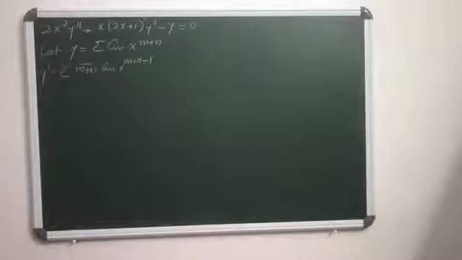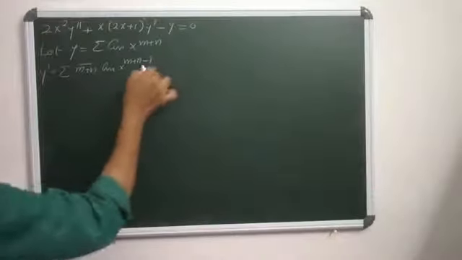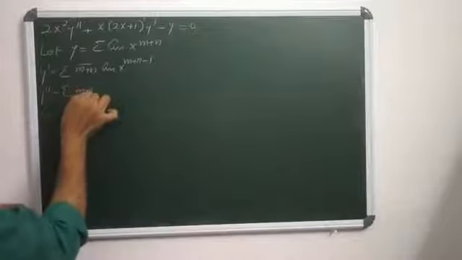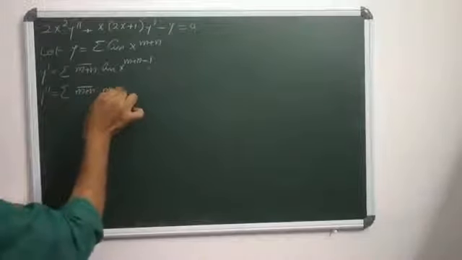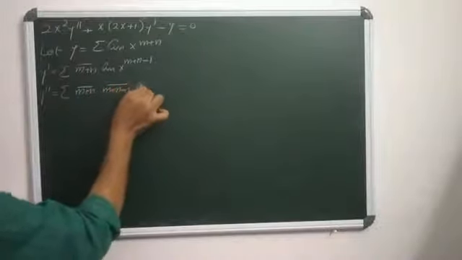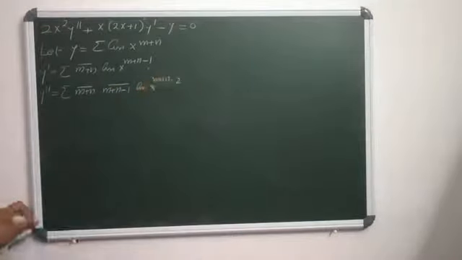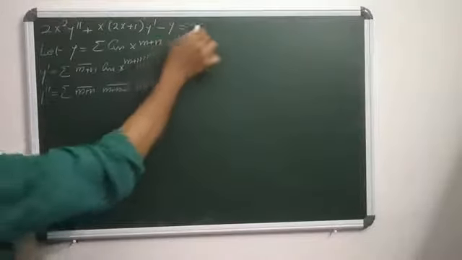Okay. What is y2 dash? Here y2 dash equals sigma, it is (m+n)(m+n-1) a_n x^(m+n-2). Okay. So you can substitute all of these values y, y dash and y2 dash in the given differential equation. So what you get? The equation 1.